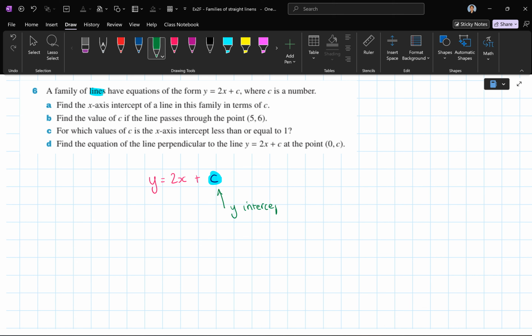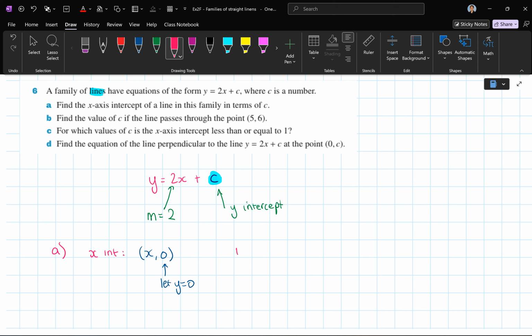At the moment I don't know what the y-intercept is, but I do know what the gradient is. The gradient is equal to 2. The first part of the question asks us to find the x-axis intercept of a line in this family in terms of c. So here we're really trying to solve for the x-intercept. To find the x-intercept, we know that the y-coordinate is 0, so we let y equal 0 in the equation.